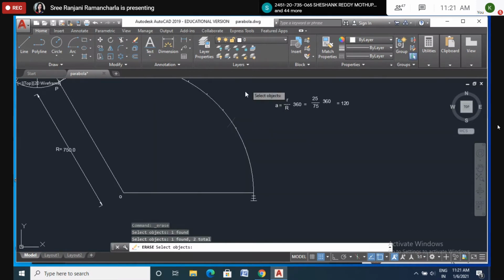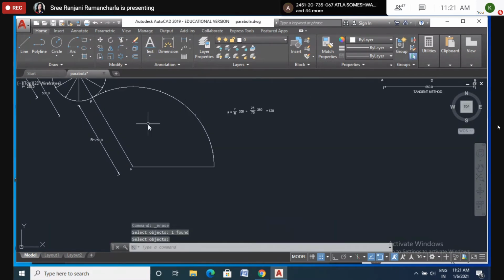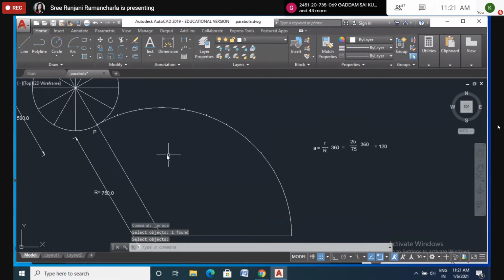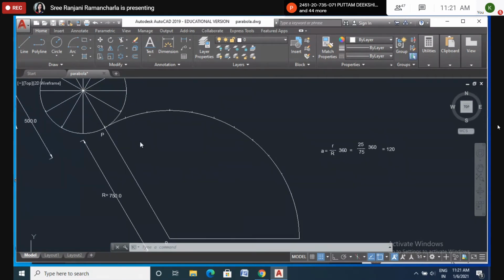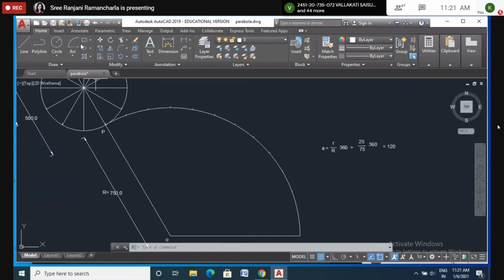Is it clear now? Yes, ma'am. Now please draw all the lines at 10 degrees. Don't bother now. When we get an angle other than 120 degrees, which is not divisible by 12, then we can go for this method. Most probably you will get it this way only, which you can divide very easily.